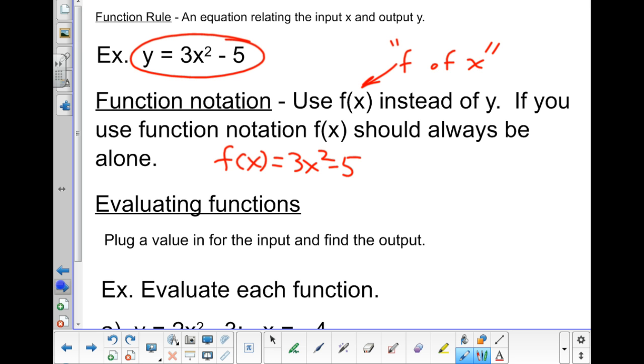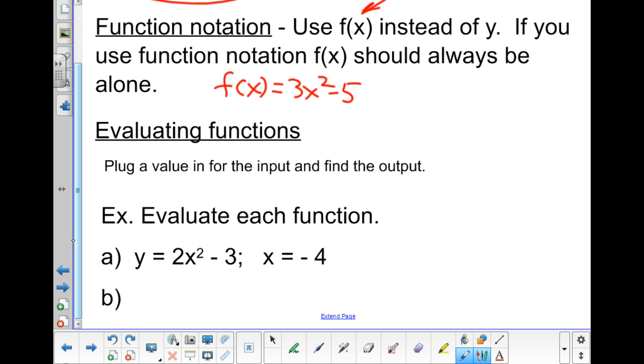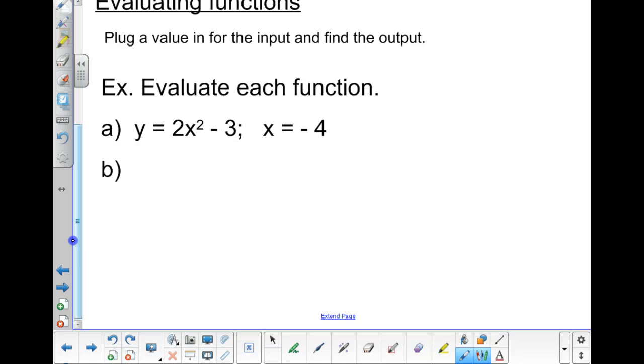Now, evaluating functions. Again, what I want you to do, if I want you to evaluate a function, is I want you to plug a value in for the input and then find the output. Let's take a look at this example right here. If I have y equals 2x squared minus 3, and I'm telling you to evaluate it when x equals negative 4, what I'm telling you to do is just replace x with negative 4 and find the y value.